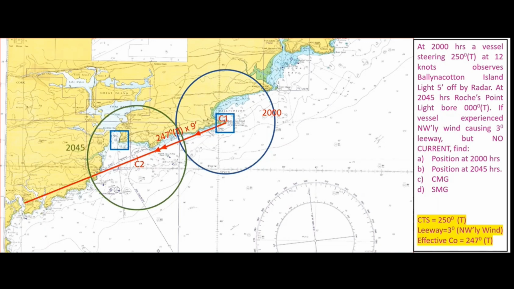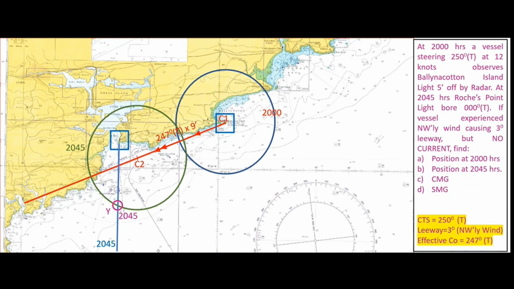So we draw the transferred position circle. Green position circle is the position circle for 2045. Now we draw the 2045 PL. This is 2045 PL, where the two intersect here. That is the position point Y. That is the position at 2045.